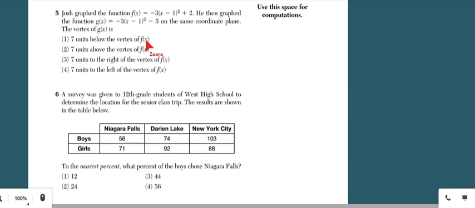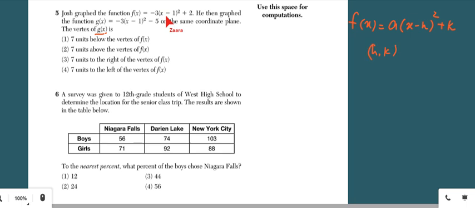it says is that Josh graphs the function f of x, this one, and then graphs the function g of x, equal to this one, on the same coordinate plane. Okay. The vertex of g of x. Now they are talking about the vertex of g of x, right? So what are the vertex points? If you are given a function in general form, f of x equals a times x minus h squared plus k, then h, k is the vertex.